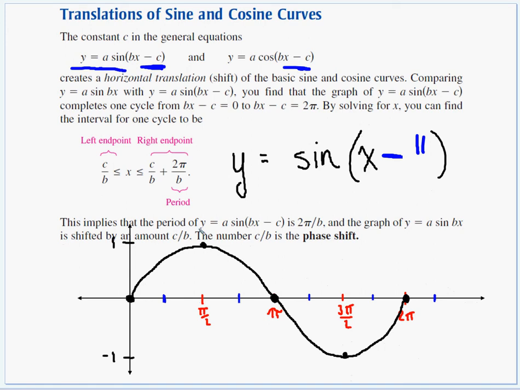So it says here, this implies that the period of y equals a sine bx minus c is 2 pi divided by that number in front of x, and the graph of y equals a sine bx minus c is shifted by the amount of c divided by b. That is the phase shift of the graph.